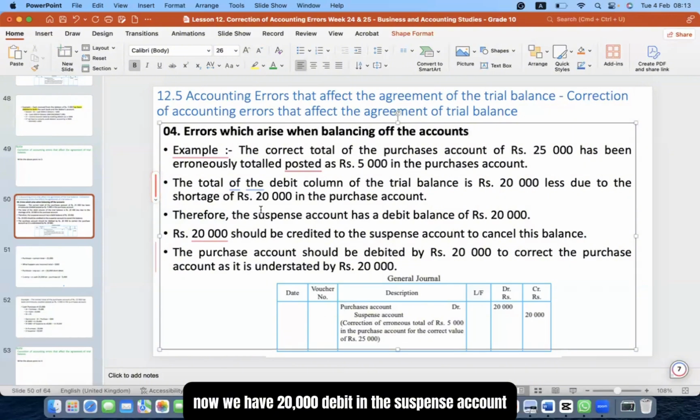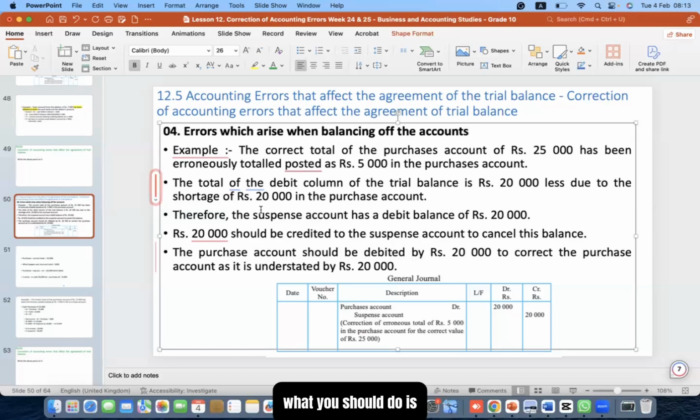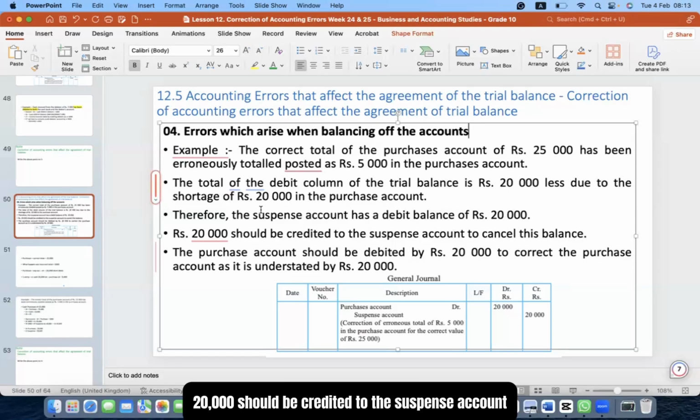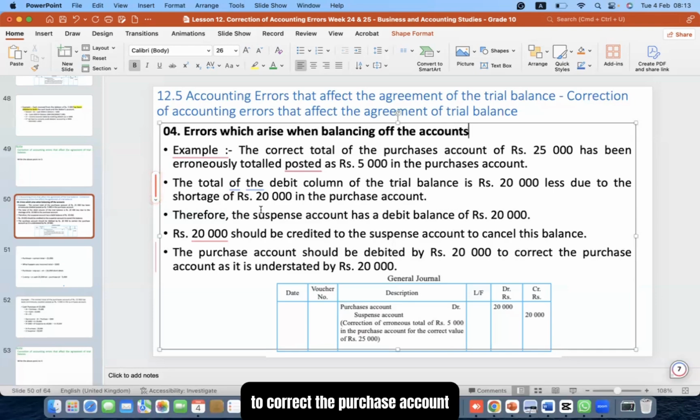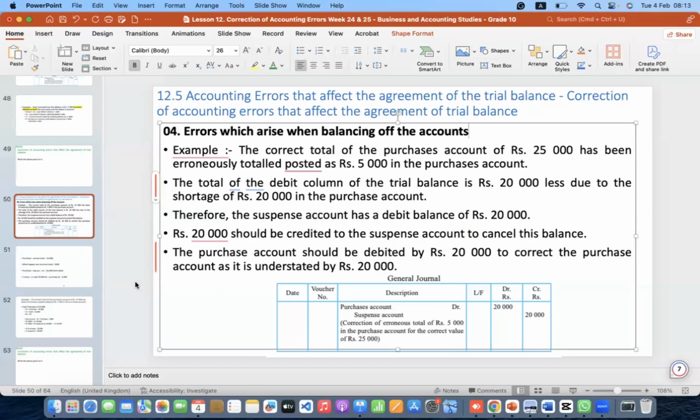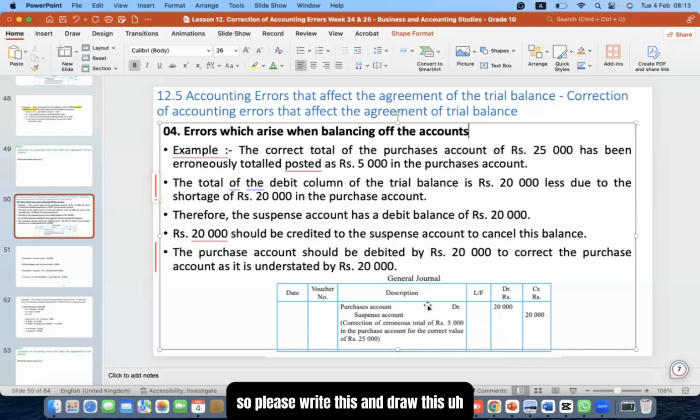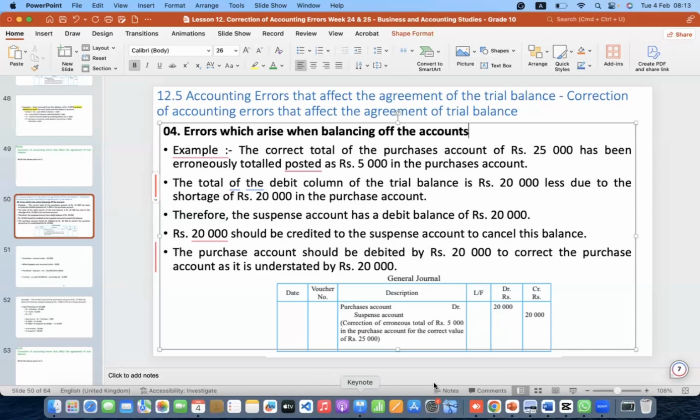Now we have 20,000 debit in the suspense account, so you should reverse it. To reverse that, 20,000 should be credited to the suspense account. And the purchases account should be debited by rupees 20,000 to correct it, as it is understated by 20,000. The purchases account has to be debited by 20,000 as only 5,000 has been recorded. So please write this and draw this diagram, the general journal account.